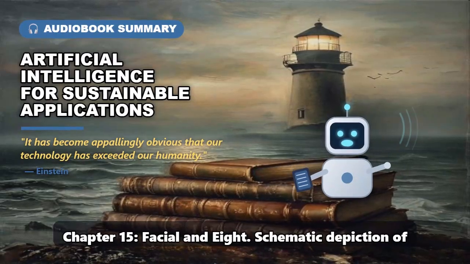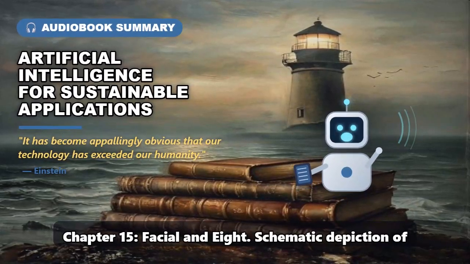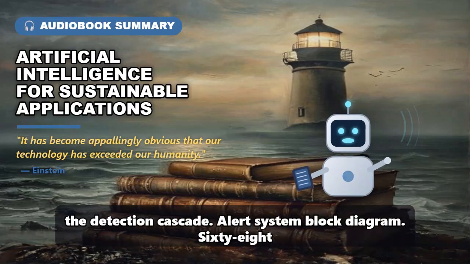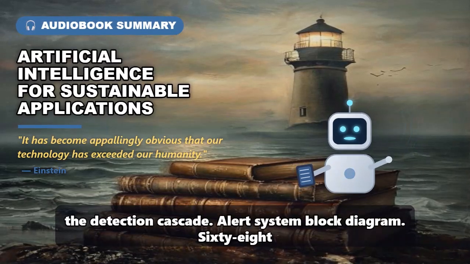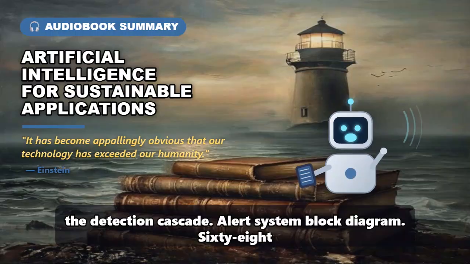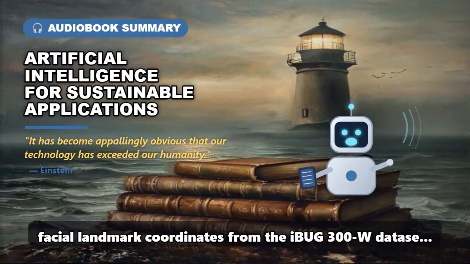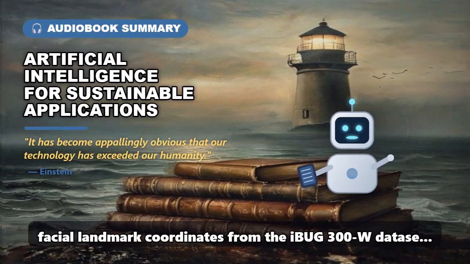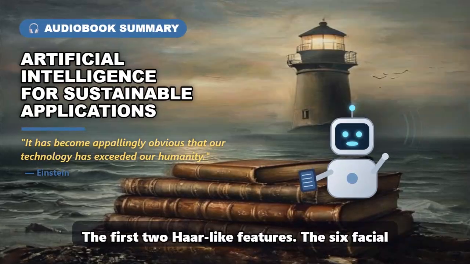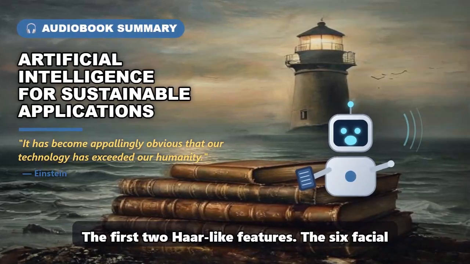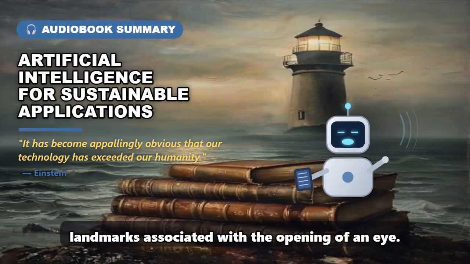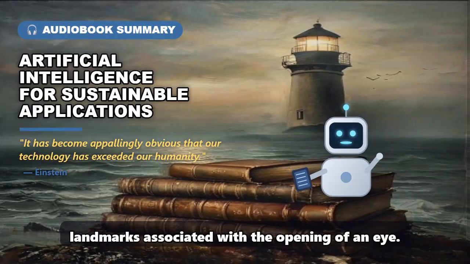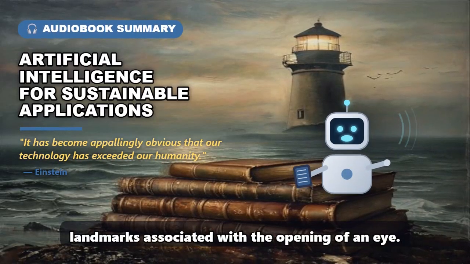Chapter 15, Facial and 8. Schematic depiction of the detection cascade. Alert system block diagram. 68 facial landmark coordinates from the iBug 300W database. The first two Haar-like features. The 6 facial landmarks associated with the opening of an eye.